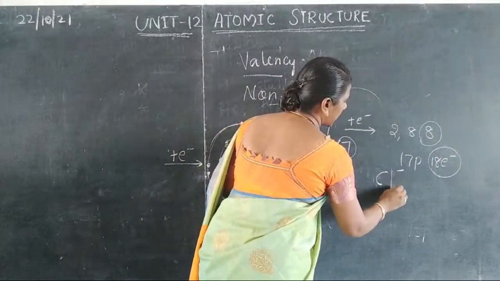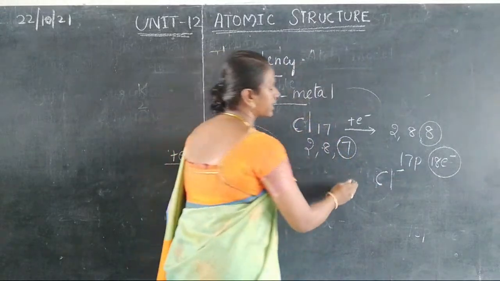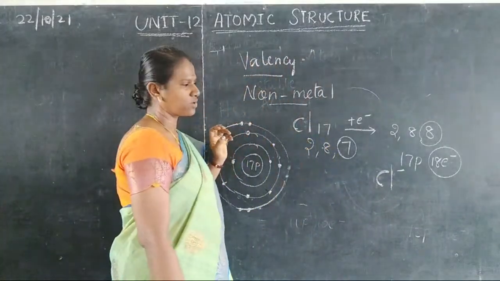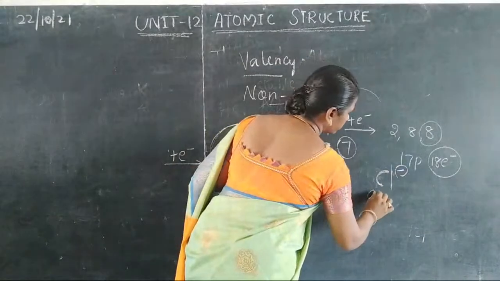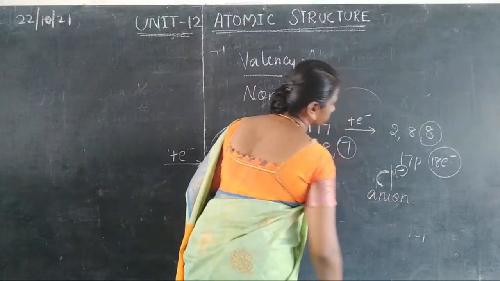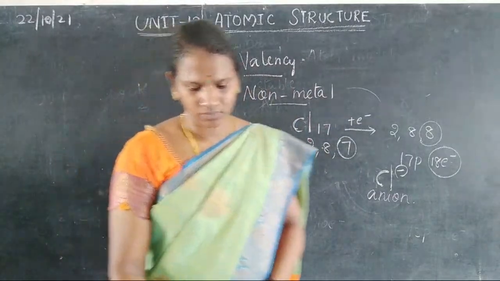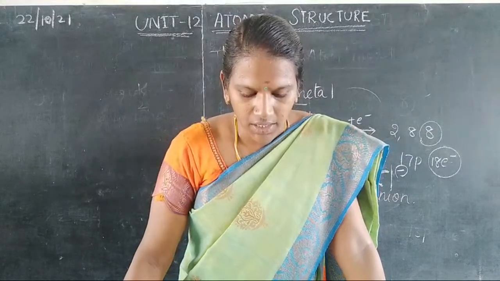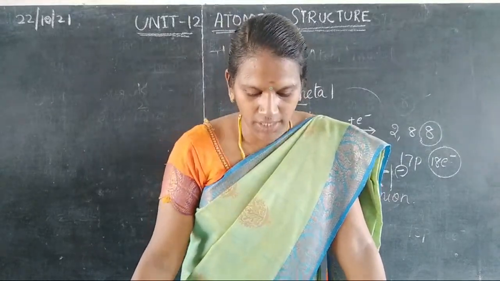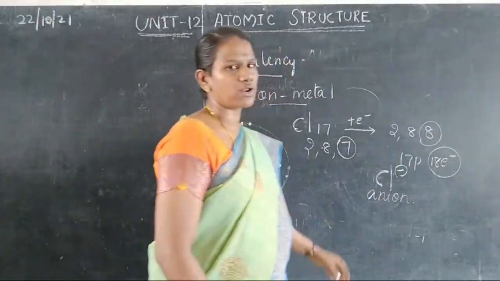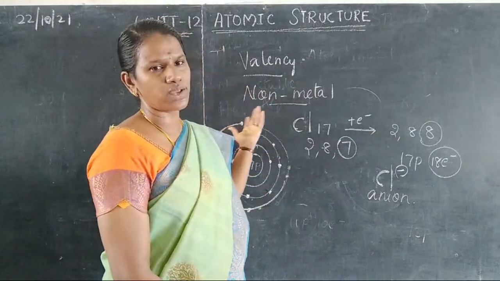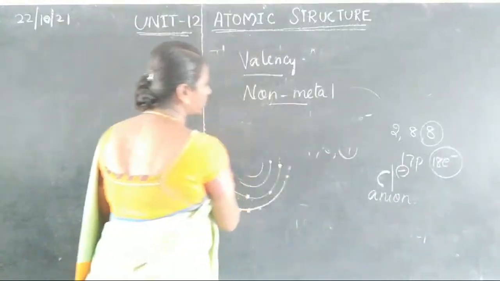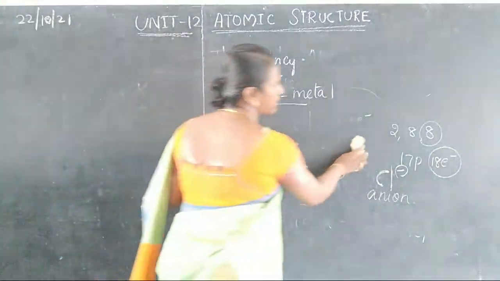So we will write Cl minus. It is negatively charged. It is otherwise known as an anion. If you see the minus charge, we should call it an anion. So by gaining 1 electron, it attains a stable electronic configuration like the inert gas electronic configuration. Thus, chlorine has negative valency and sodium has positive valency. If sodium and chlorine combine with each other, both will attain the stable electronic configuration.